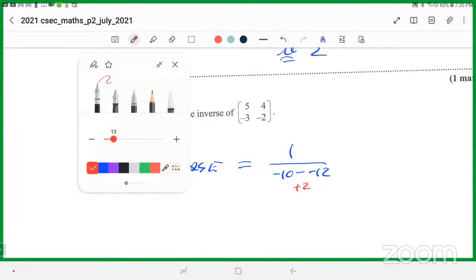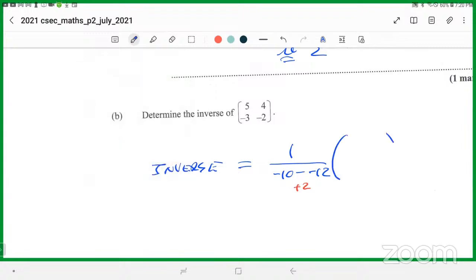Then multiply that by the adjoint matrix. Interchange the elements on that leading diagonal, that main diagonal. -2 goes here, 5 goes there. Leave these 2 elements on the second diagonal where they are, and change the sign. So this 4 comes back in the same place as a -4. This -3 comes back in the same place as a +3.